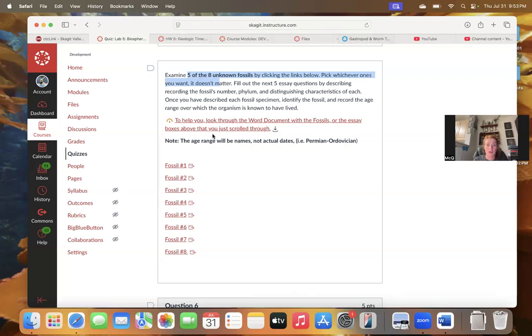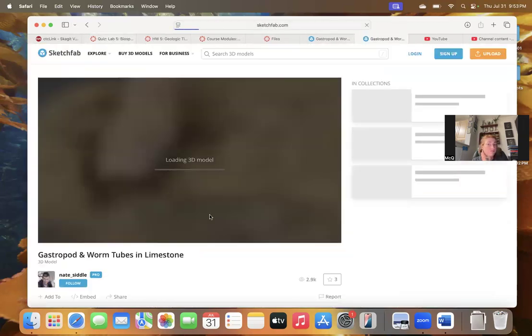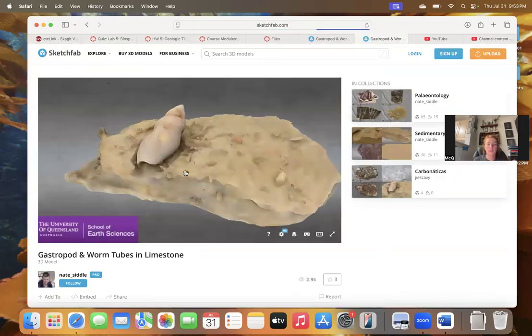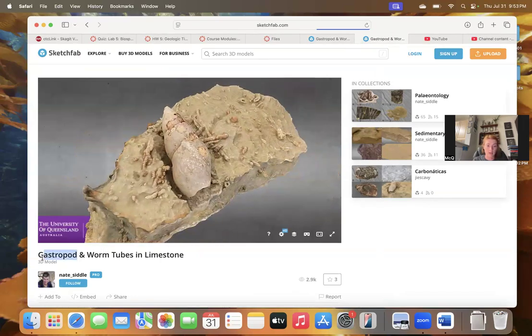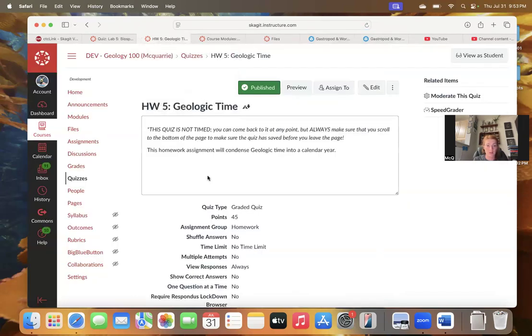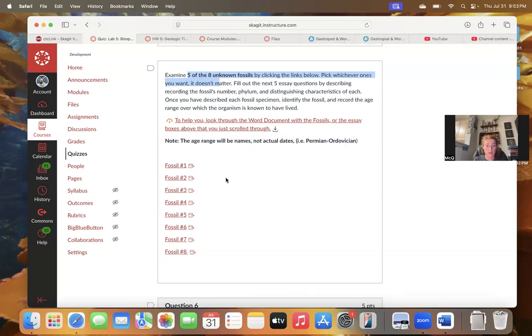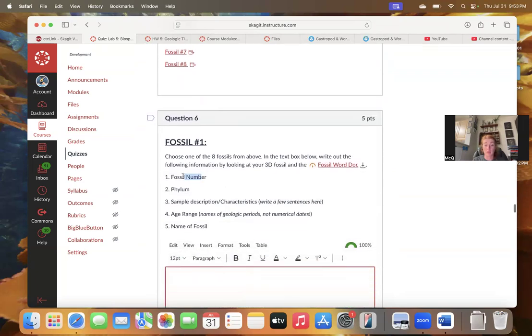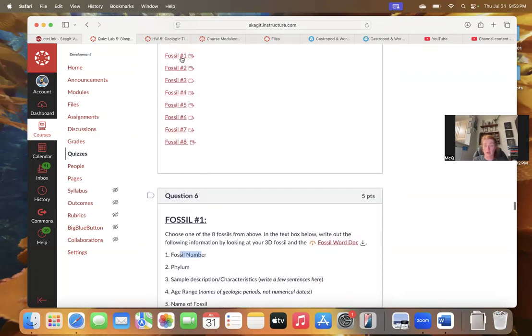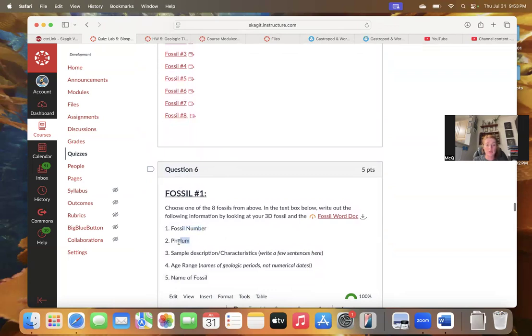We're going to pick fossil 1. I actually already did, but I'm going to do it again. And it's going to bring up this beautiful 3D model for you, right? Oh, it's stunning. It's our gastropod. Back to, nope, we're in lab. Sorry. And you're going to do this 5 times. You're going to pick 5 of these, and you're going to give me the fossil number. So I would say, okay, I picked fossil 1. You're going to give me the phylum.